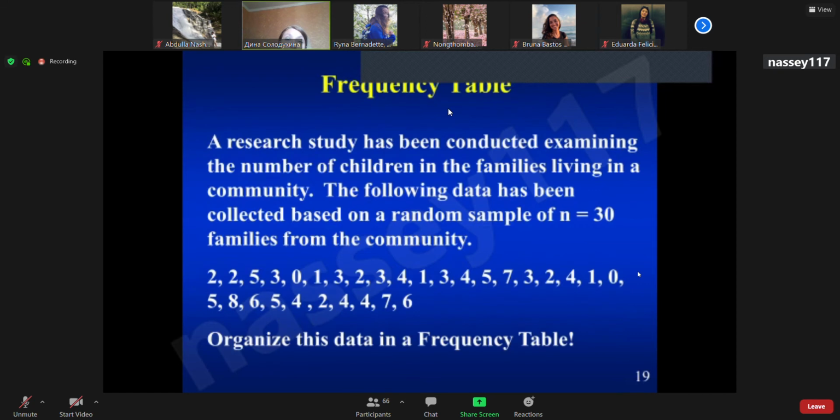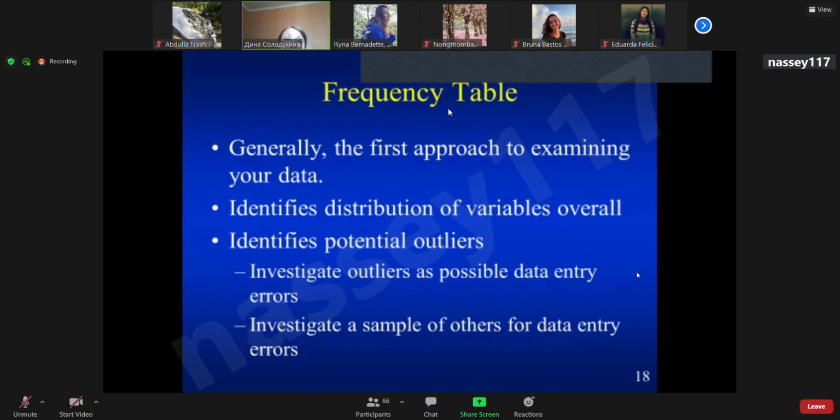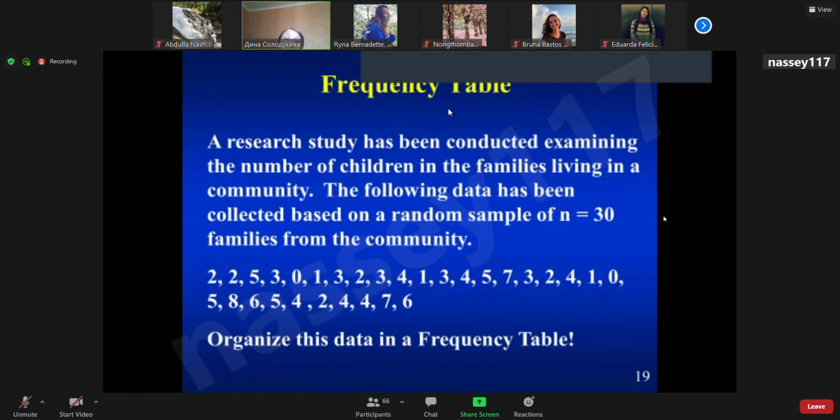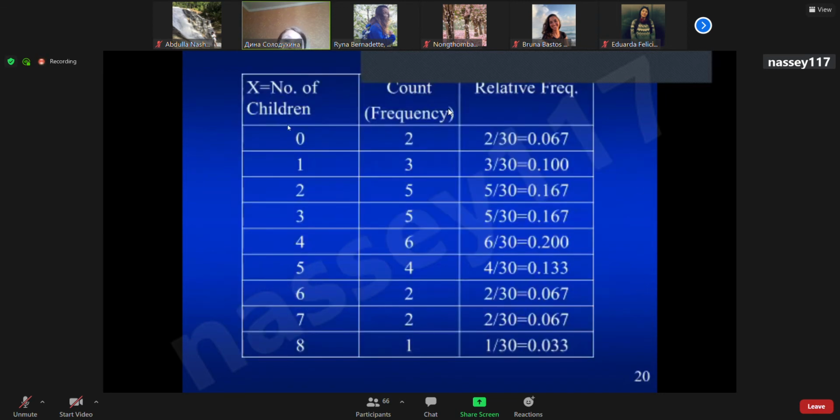For example, we have data examining the number of children in the families, and we have 30 subjects which were studied in the community, and we organize these parameters into the table. So the number of children can be from 0 to 8 in this community, and frequencies are calculated for each one, and relative frequencies are also calculated.